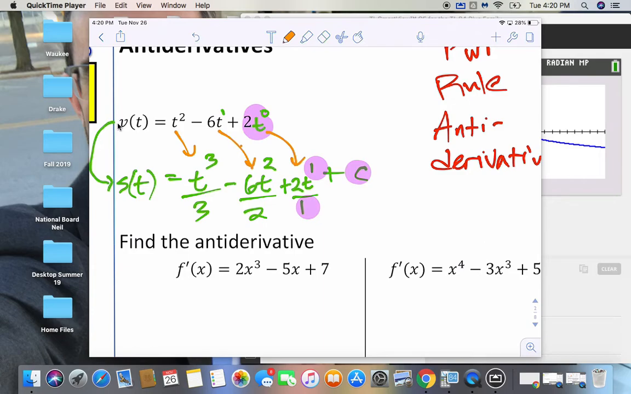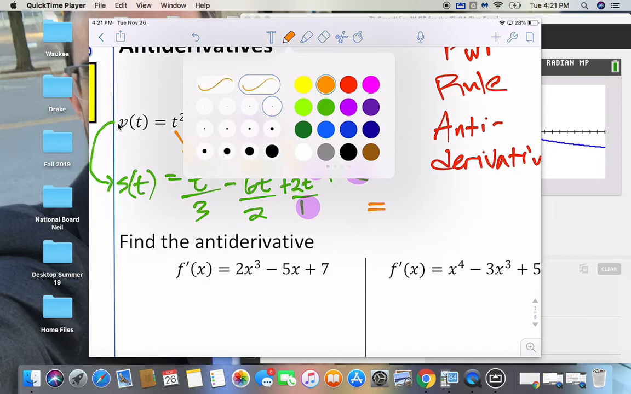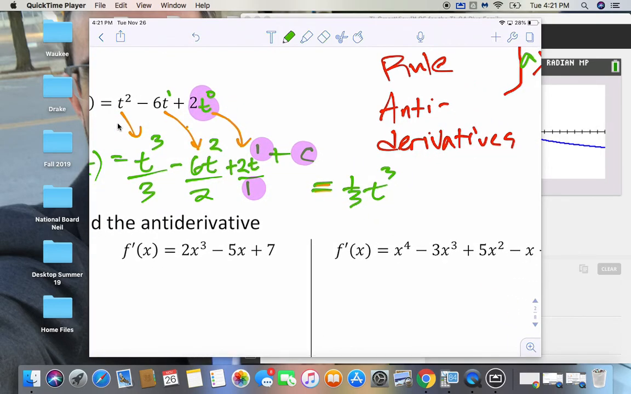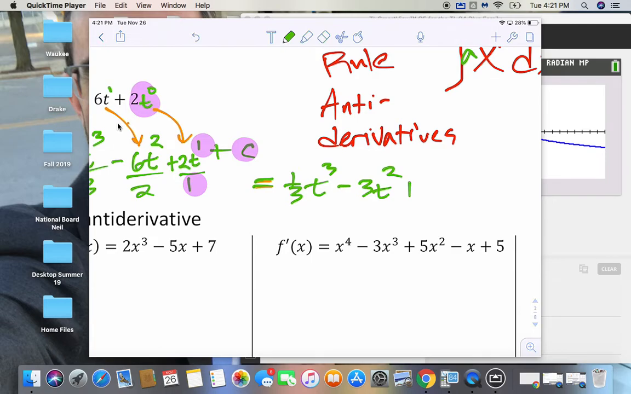But to finish this one off, just for kicks, let's go over here and write our brand new S of t. Let's keep green going, sorry about that. Our brand new S of t, you might even write it like 1/3 t cubed instead of t cubed over 3. 6 over 2, of course, is 3, so that's minus 3t squared plus 2t plus c, all that good stuff. That's our final antiderivative.